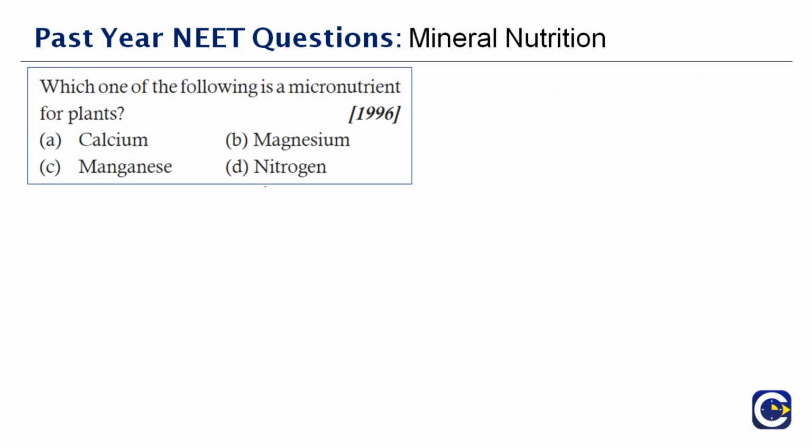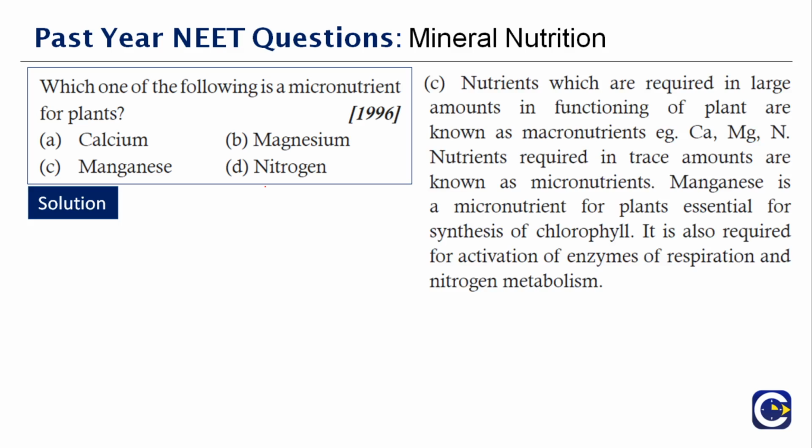Next question here. Which one of the following is a macronutrient for plant? I think all of you should know what the answer is. Which one of the following is a micronutrient? Manganese. Nutrients which are required in large amount in the functioning of the plant are called macronutrients, and when it is required in small amount, the same thing you will call micronutrients. Which one of the following is a micronutrient for the plants? Given here is option C, manganese.